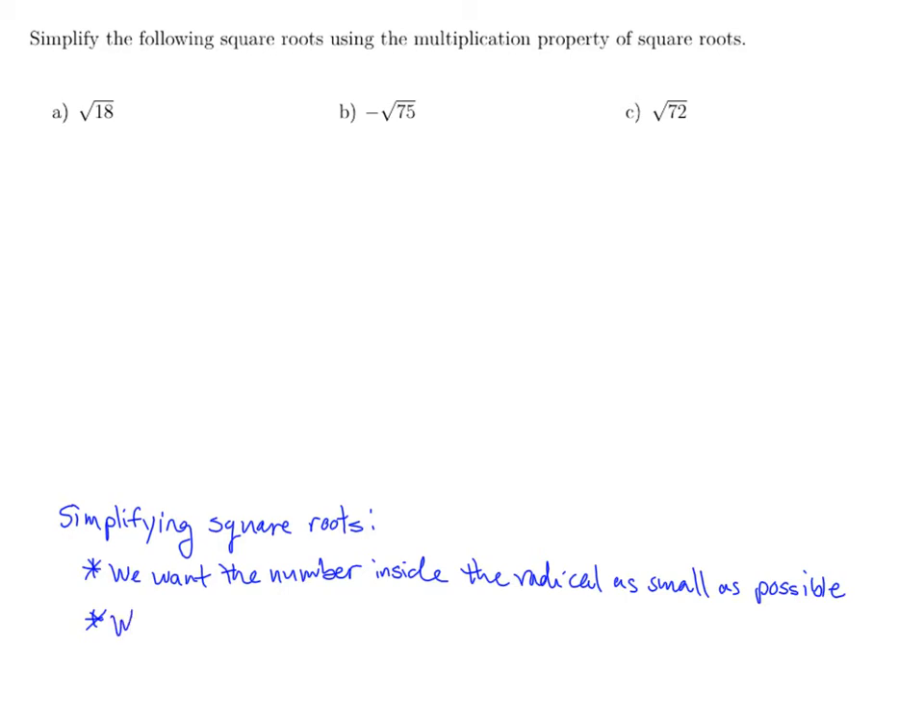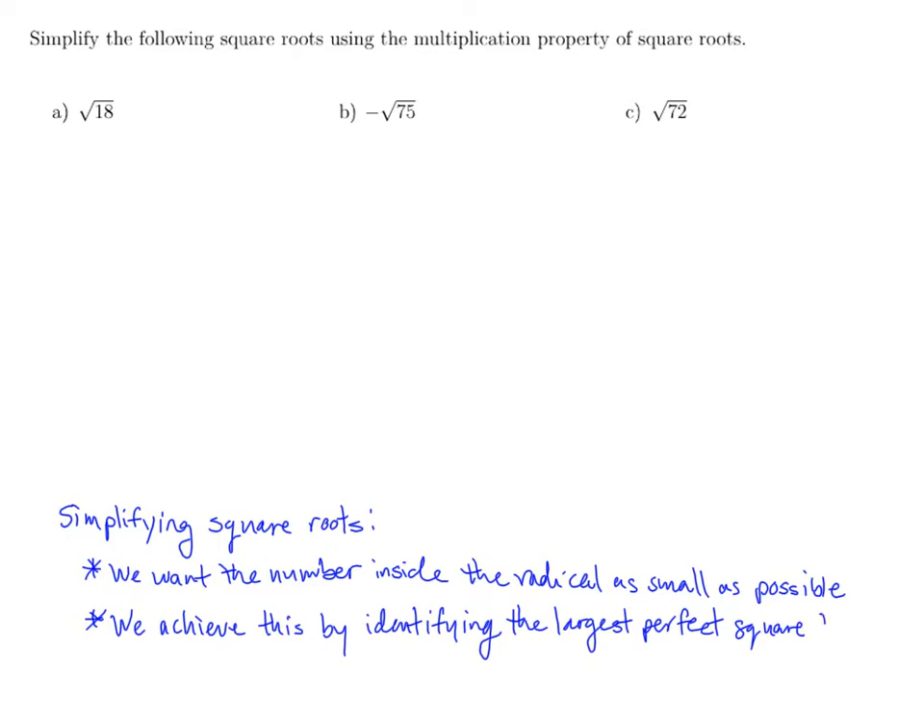So we achieve this by identifying, and in fact we're going to identify the largest perfect square factor. Any square factor will work to simplify it, but the largest perfect square factor will be the most efficient way to get a radical simplified. So we achieve this by identifying the largest perfect square factor, and applying the multiplication property of square roots.